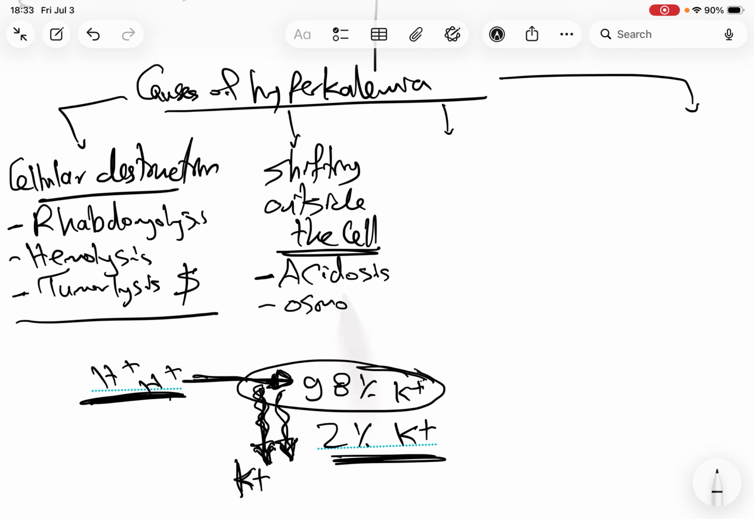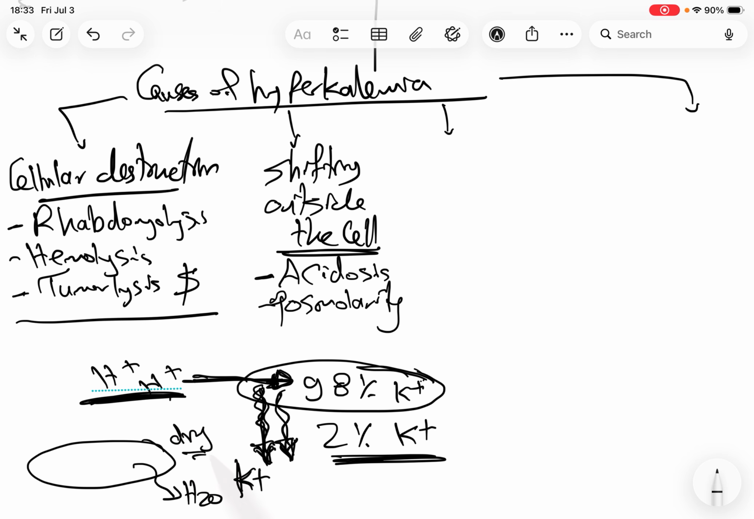And high osmolarity. If there is high osmolarity, the water will get out of the cell because outside the cell is very dry, and the potassium concentration will be relatively high inside the cell, and this will induce the potassium to get out of the cell. So acidosis or high osmolarity. If the potassium shifts outside the cell, hyperkalemia can happen. So acidosis alone or high osmolarity alone is a cause of hyperkalemia.